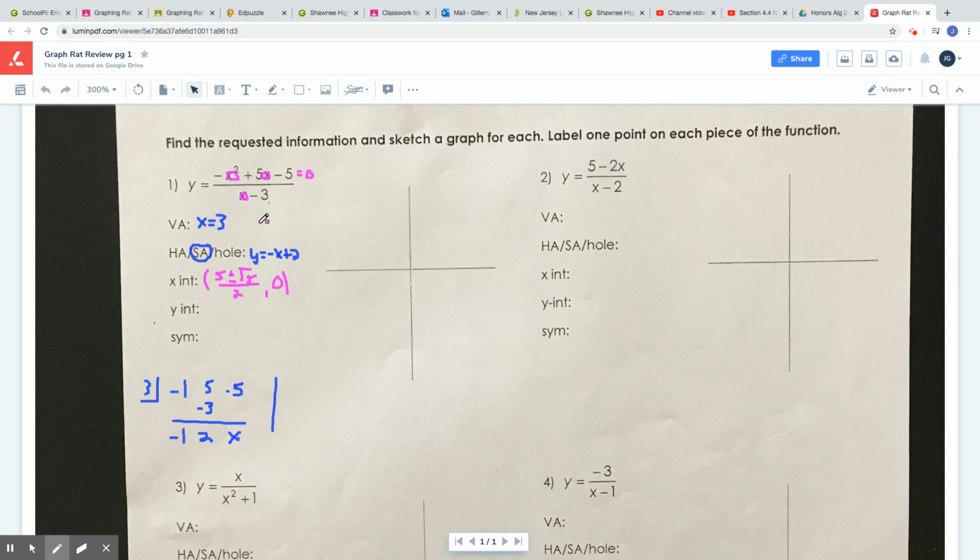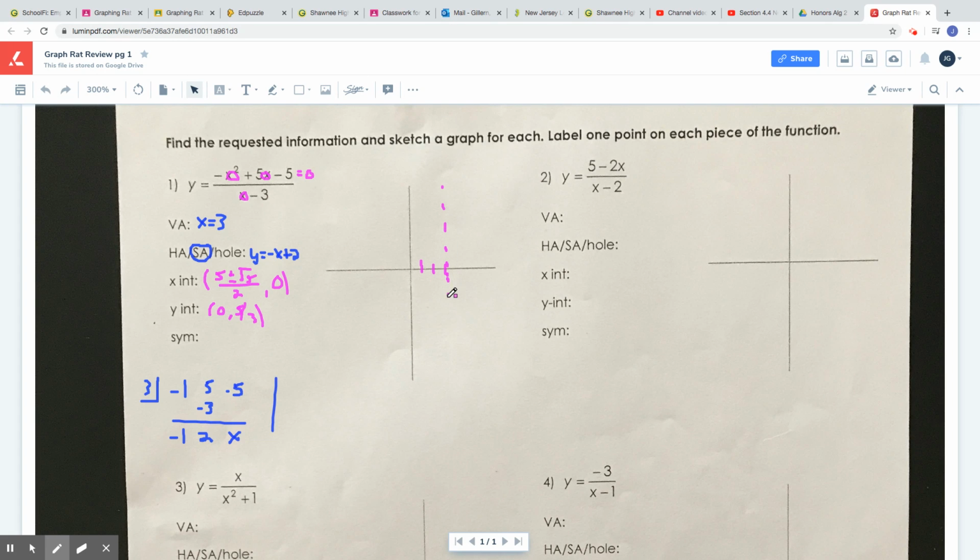Now, to do your y-intercept, we plug in 0 there, and we get -5 over -3, which is 5/3. All right, so now let's go through and graph our asymptotes.